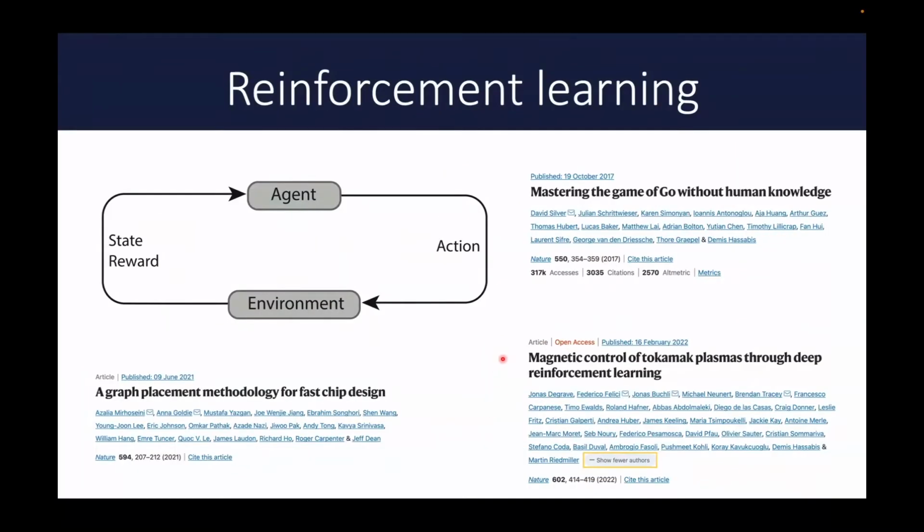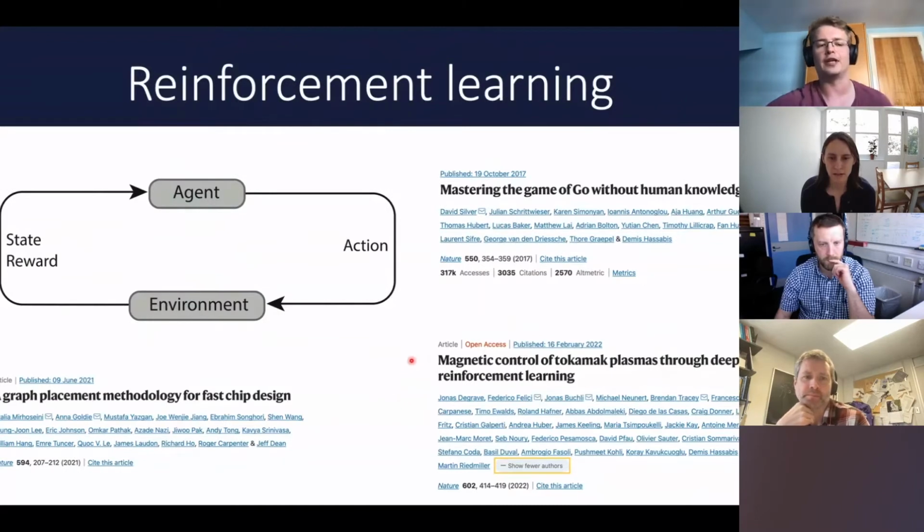And then a lot of the research in this has been done in video and board games. So a big deal was superhuman performance in Go, which is a really hard problem. But also we have more recent, more practical applications for computer chip design, which is very cool, and nuclear fusion control also.